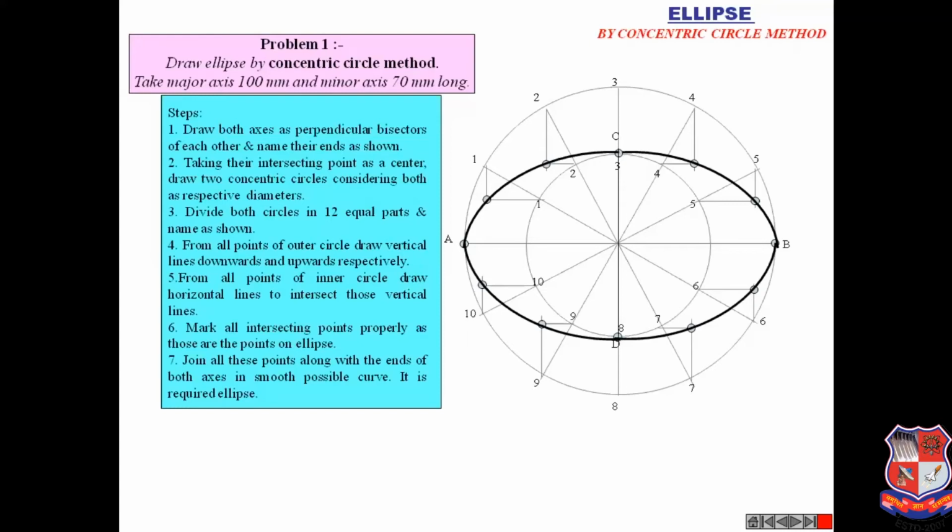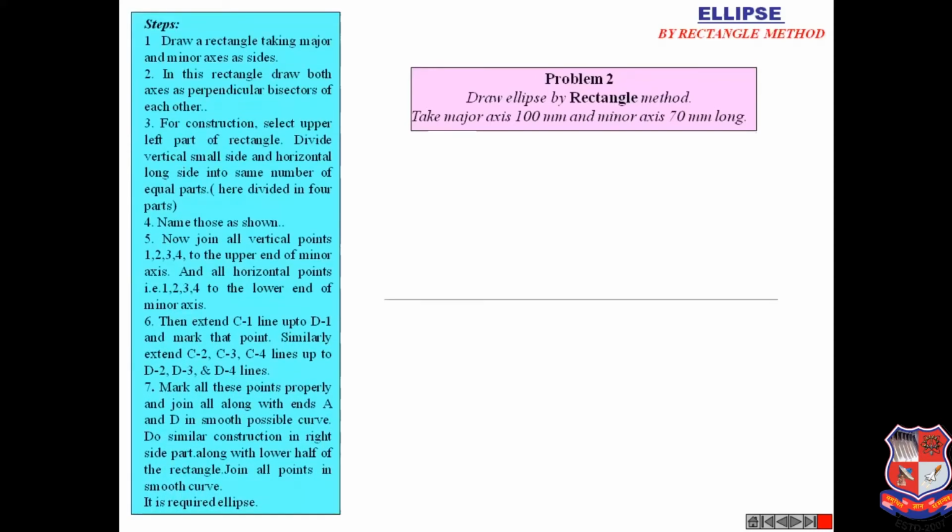Okay, now another method: we have to draw the ellipse by the rectangle method. First of all, again two dimensions are given to you, that is the major axis and minor axis, and here you have to draw the ellipse by the rectangle method. The major axis is again 100 mm and the minor axis is 70 mm long. So first of all, major axis AB and minor axis CD.